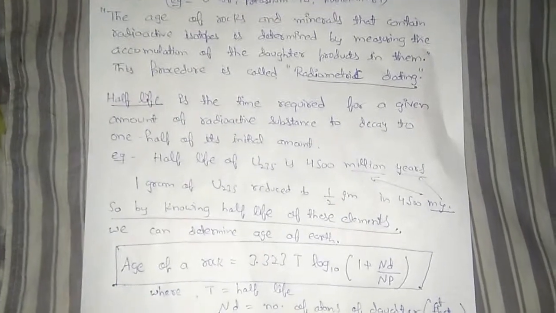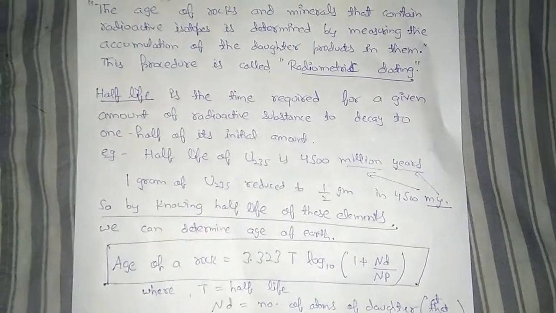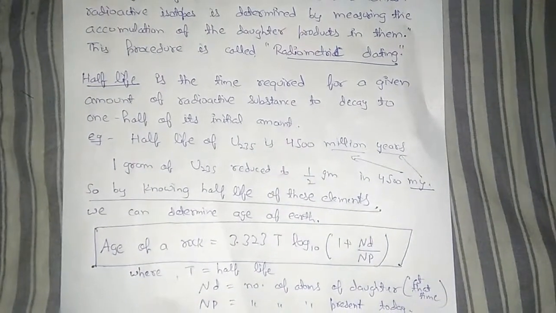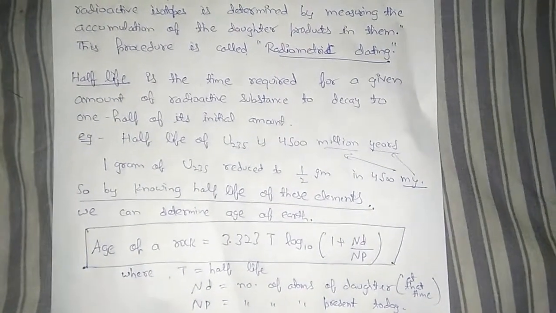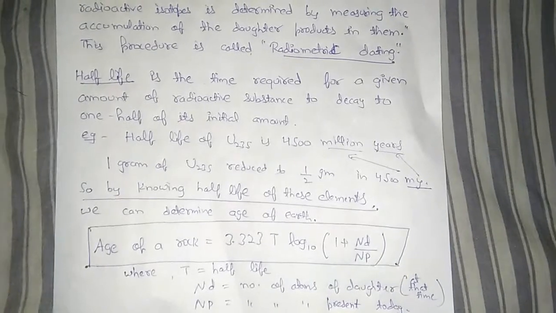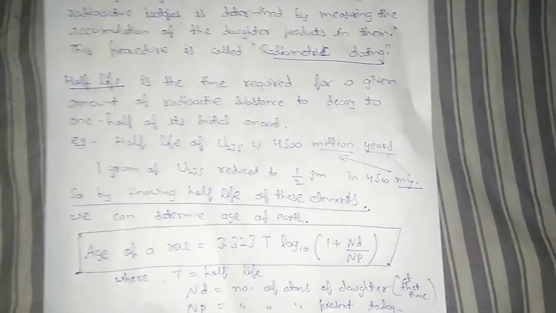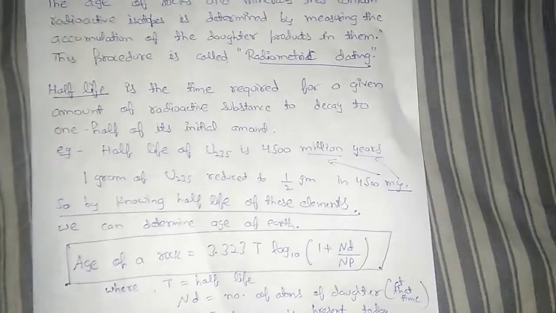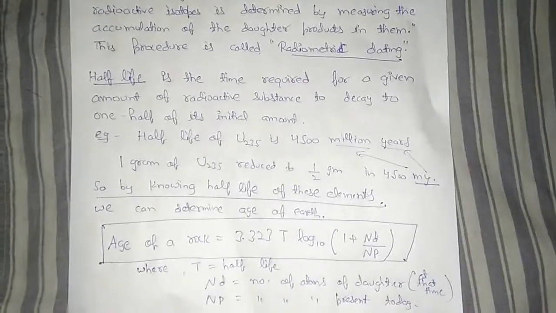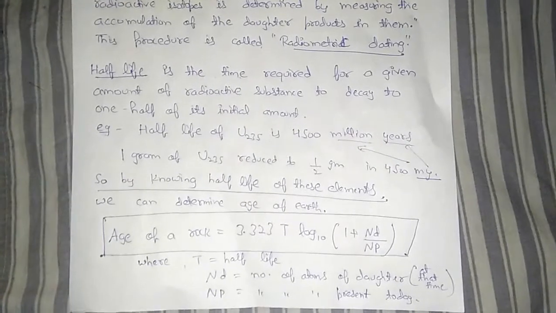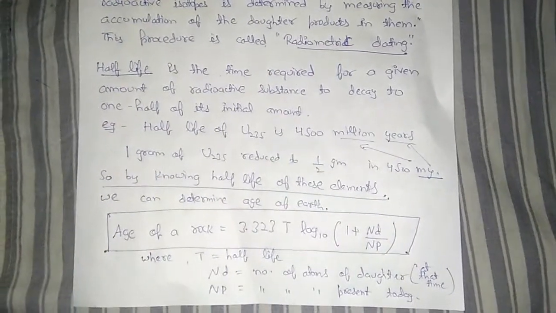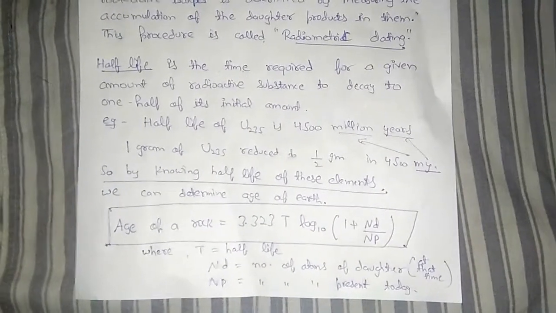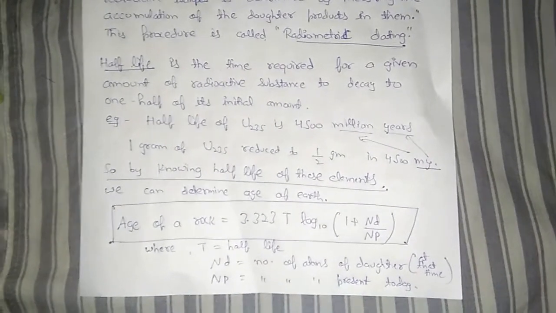Now let's move ahead. The next is half-life. Half-life is the time required for a given amount of radioactive substance to decay to one half of its initial amount. So what is a half-life? If I take 1 gram of uranium and it decays to half a gram in 5 seconds, then 5 seconds will be its half-life.